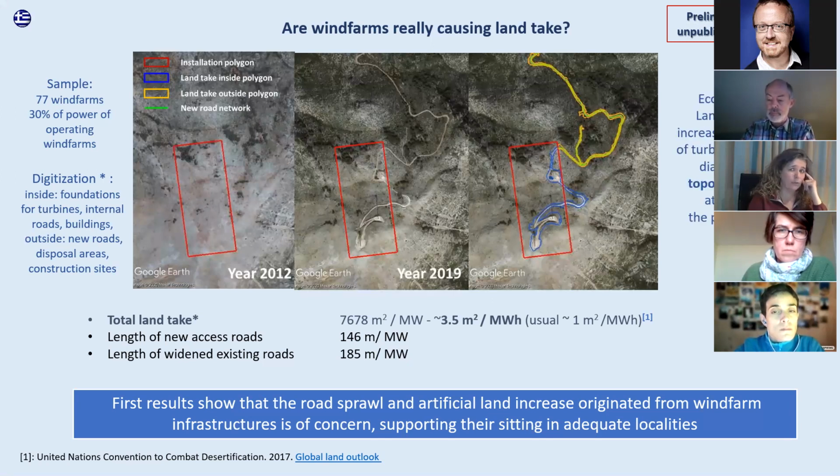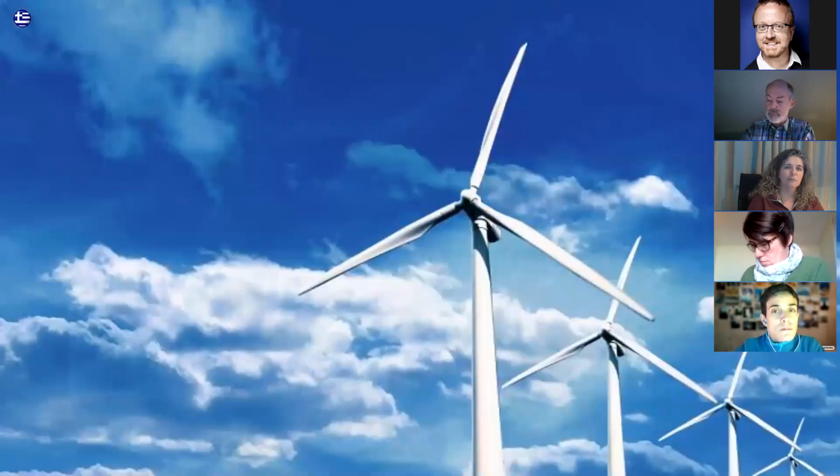Why? Because of the topography. It's a different issue to site a wind farm in Denmark and on top of a Greek mountain. So this picture just shows that we have to move fast and to try to find adequate sites to locate wind farms in the future. We do have a problem of land take.